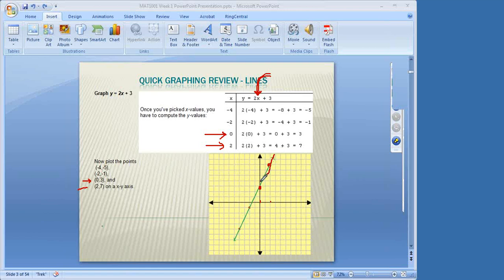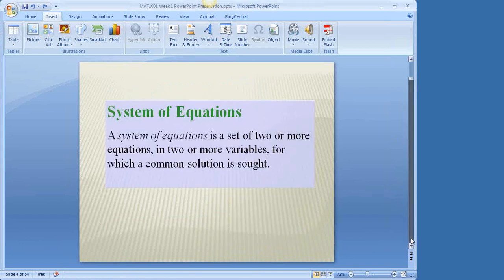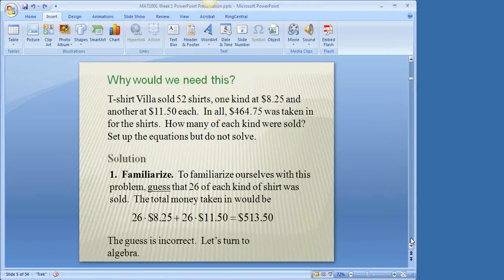And you just connect those 2 dots in a nice straight line, not like that. But I think it's a good idea to always create a third point just to make sure that you haven't made a calculation mistake in the 2 that you did. So why am I talking about graphing? Well, we're going to talk about graphing when we look at a system of equations as one of the methods to solve it. All right, so that's why we need to do a quick little graphing review.